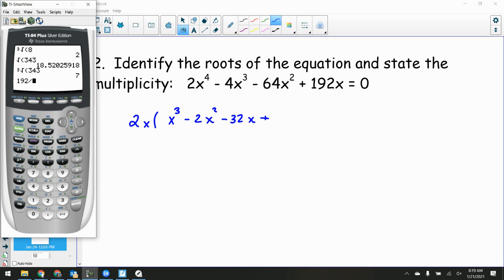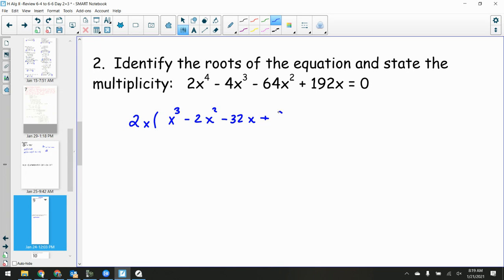192 divided by 2? 96. Oh, I was thinking 162. 96. All right, that's still all equal to 0.